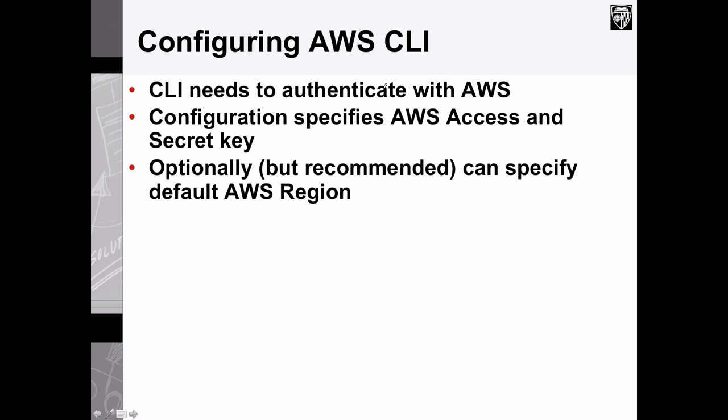Before we could use the CLI, we need to authenticate ourselves to Amazon Web Services. And the way to authenticate is using the AWS access key and secret key. It's optional, but it's also recommended that we specify the default AWS region that we want to use in our commands. If you do not specify that, every time we run a CLI command, we have to specify the region that we are talking about. So it's best to specify this region when we are configuring the AWS CLI.